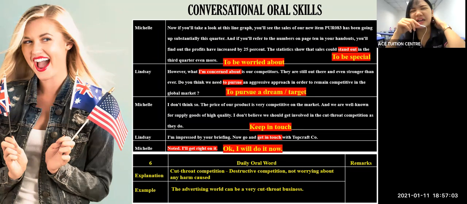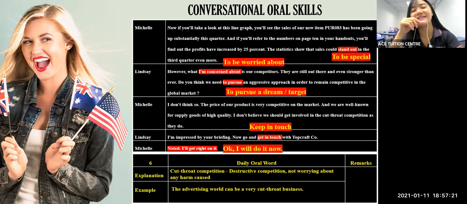Other than using "worry," for example, "I'm very worried about the COVID-19 cases," you can actually replace the word "worry." If you want to improve your speaking, use "concern." I'm very concerned about the COVID cases. I'm very concerned with my results because I want to pursue a scholarship.